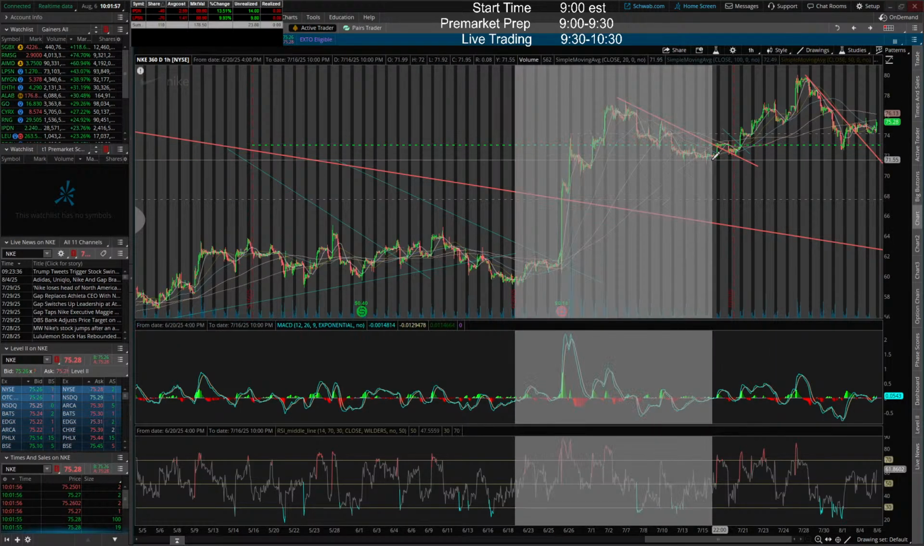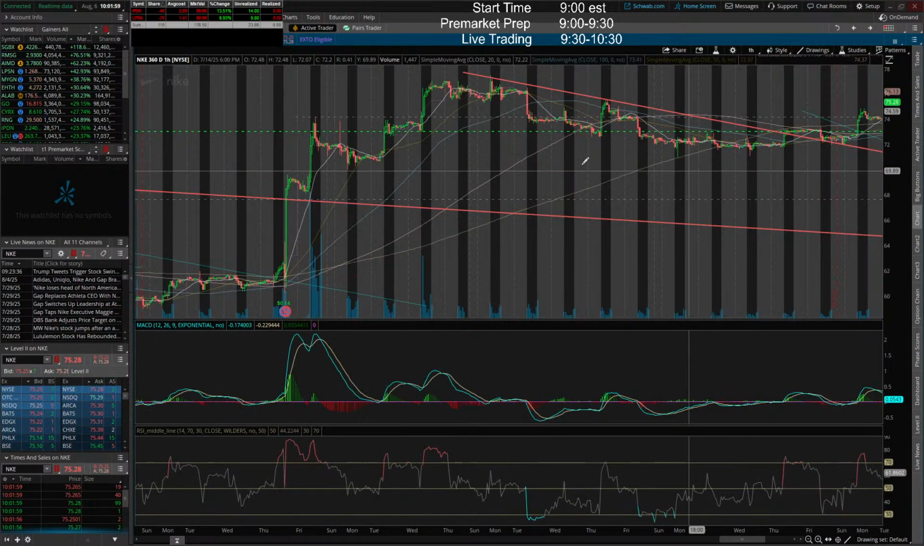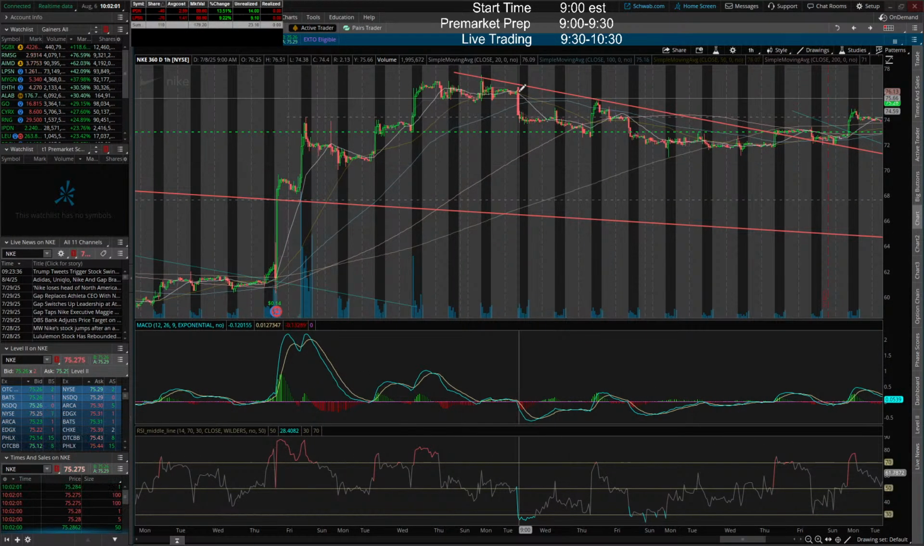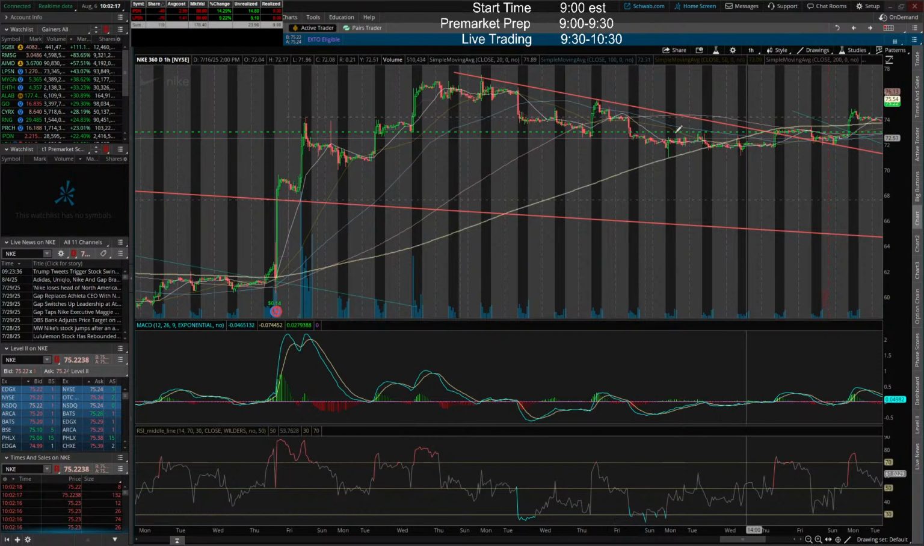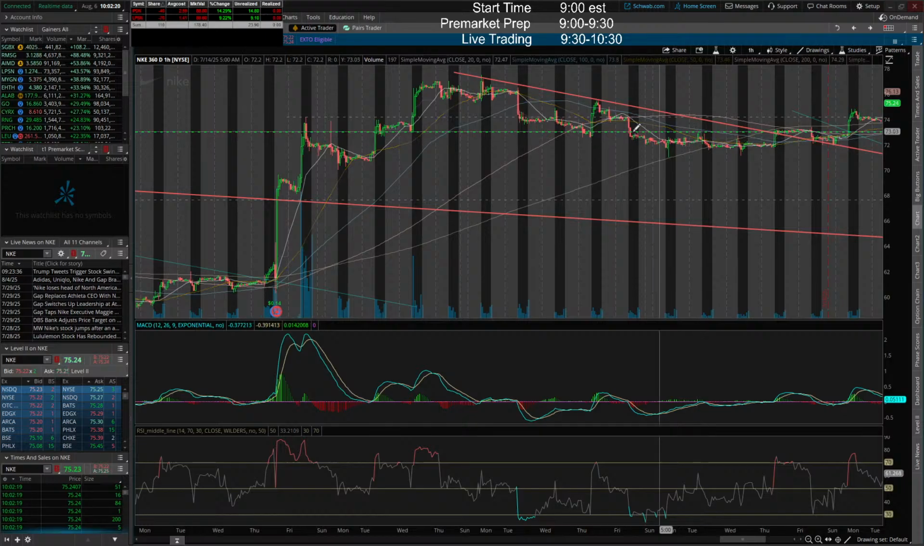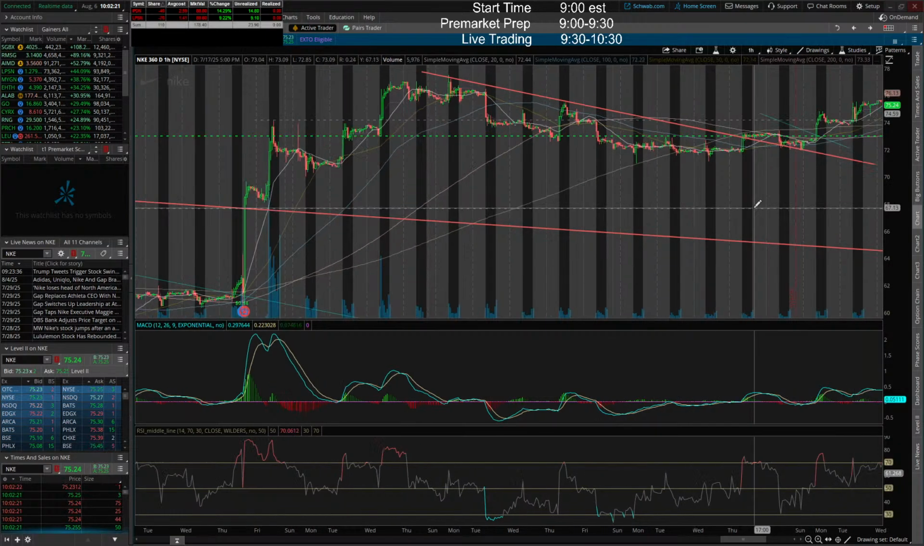Like this is a good example on Nike. Back over here, we had a huge red day, and I was looking for the buy over here. And then a huge green day right there. So I figured, oh no, I missed it. But then big red day again. So just back and forth and back and forth. But ultimately, it's basing out really nice.